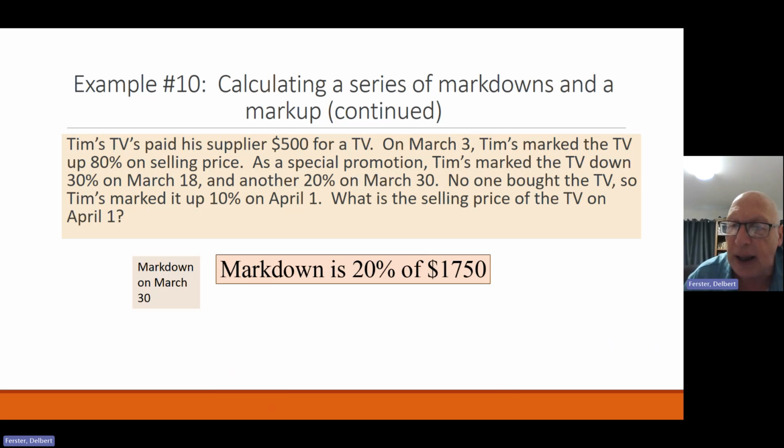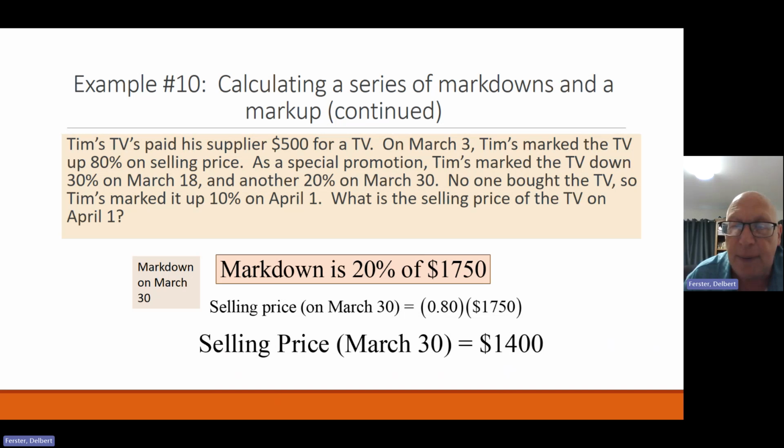So we're going to calculate our selling price by taking just 80% of $1,750, which was the selling price after the first reduction. That was the selling price after he knocked it down on March 18th. So 80% of $1,750 means that his new selling price for the TV is $1,400. So we've constituted our second markdown. Nobody buys the TV, so Tim does the unexpected on April 1st. He marks it up 10% on April 1st. Again, make sure you realize that that's a base number now of $1,400.